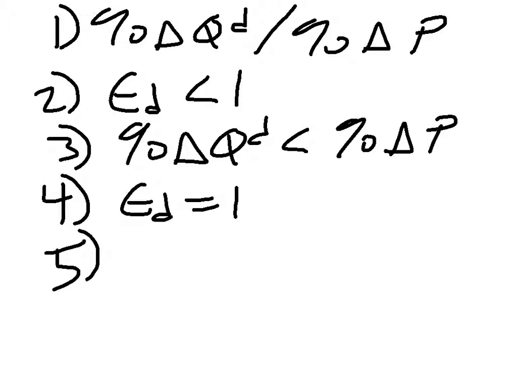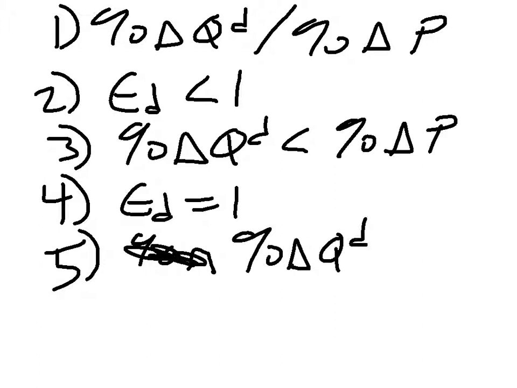If a good is unit elastic, what is the good's relationship between percentage change in quantity demanded and percentage change in price? Well, that means the percentage change in quantity demanded equals the percentage change in price. What that means is, if price was to go up by 10%, then quantity demanded would go down by 10%. All right?